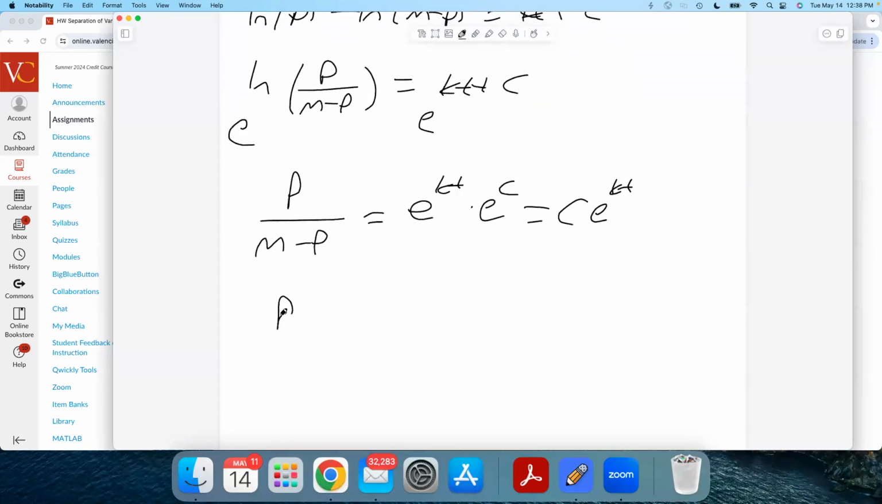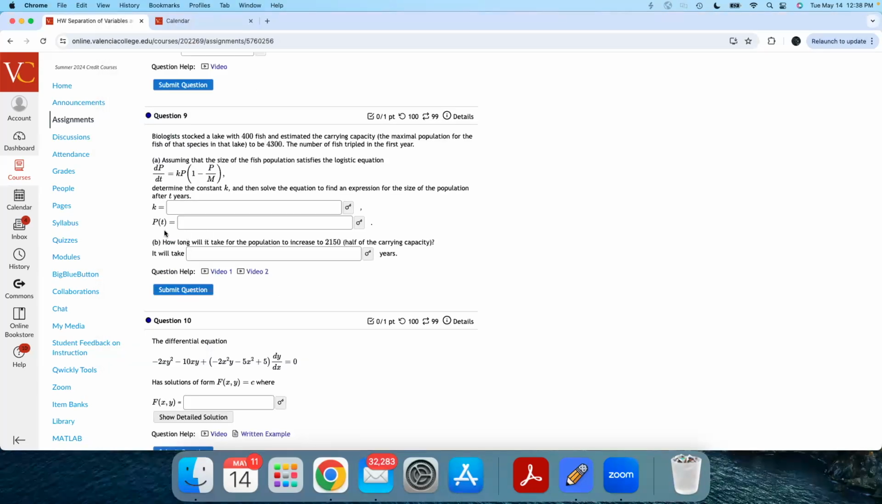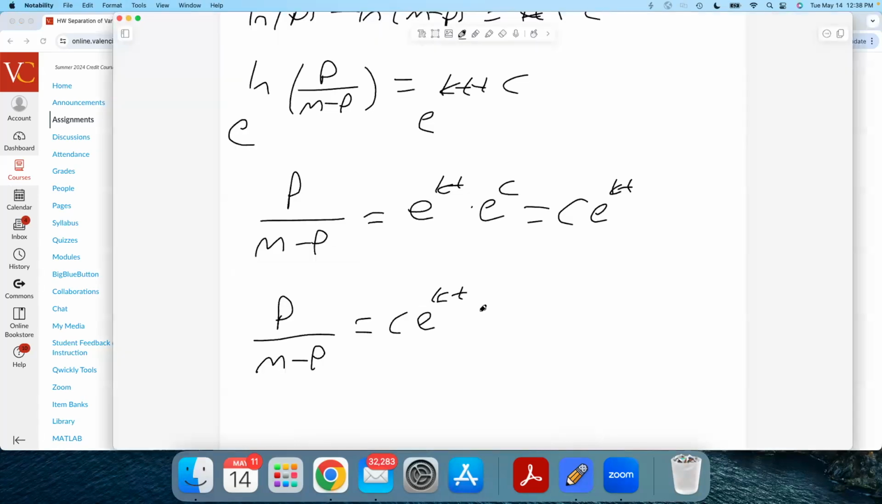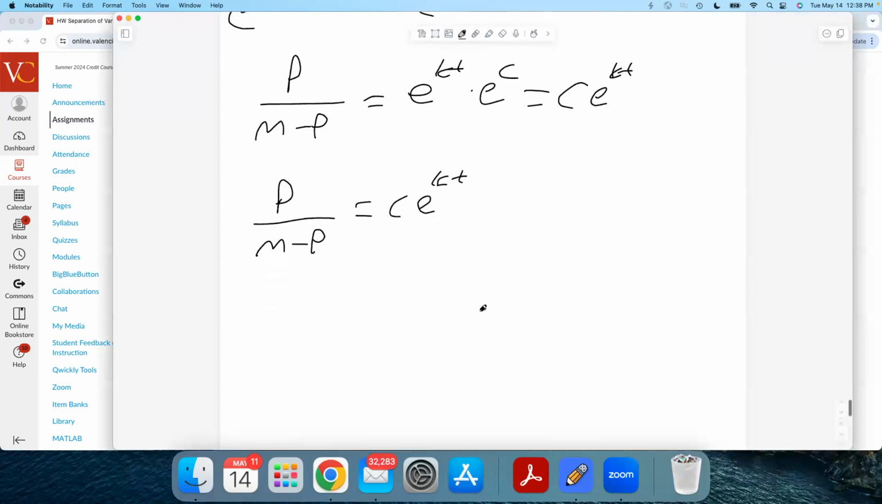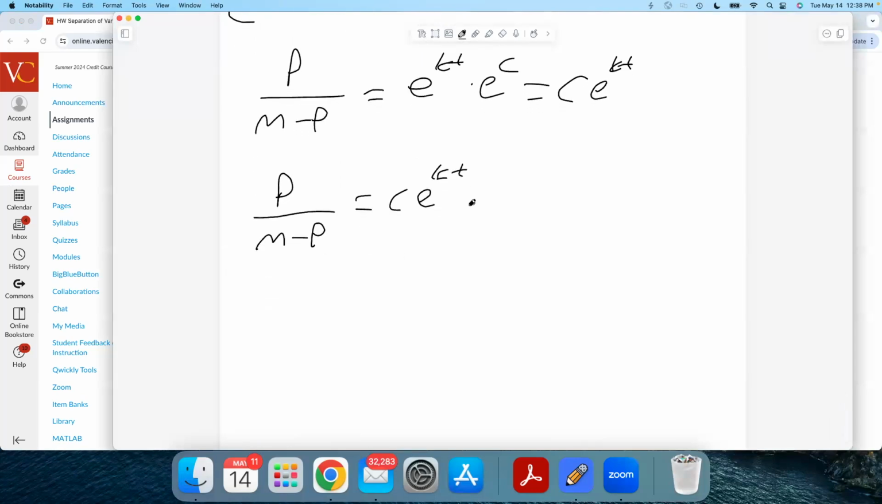All right, so we've got this implicit solution. And we could stop here. We could solve this IVP here and be happy with an implicit solution. But the question literally asks for the explicit solution. So we're going to have to solve this for P. So we got to do a little algebra here. Let's multiply this over. We have to distribute.